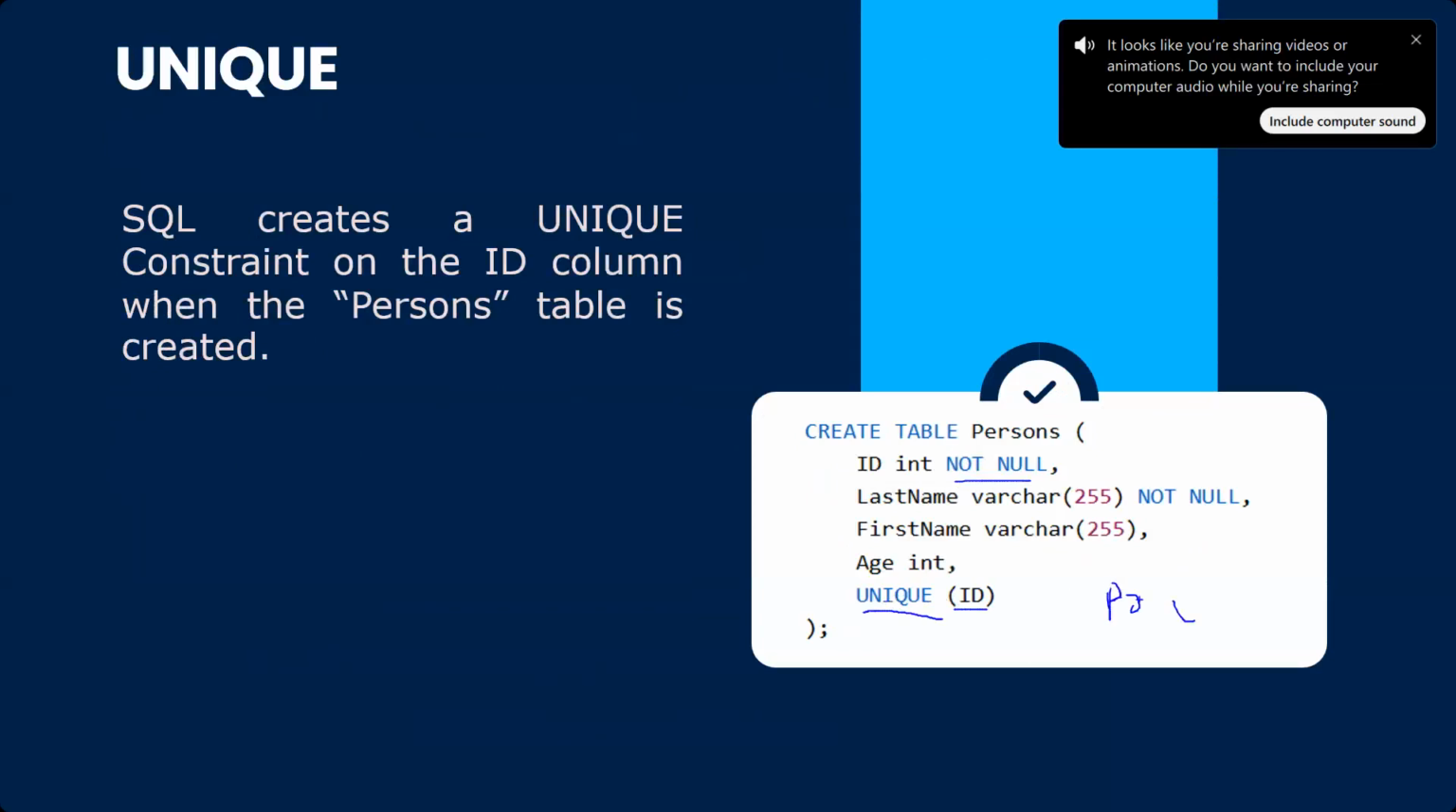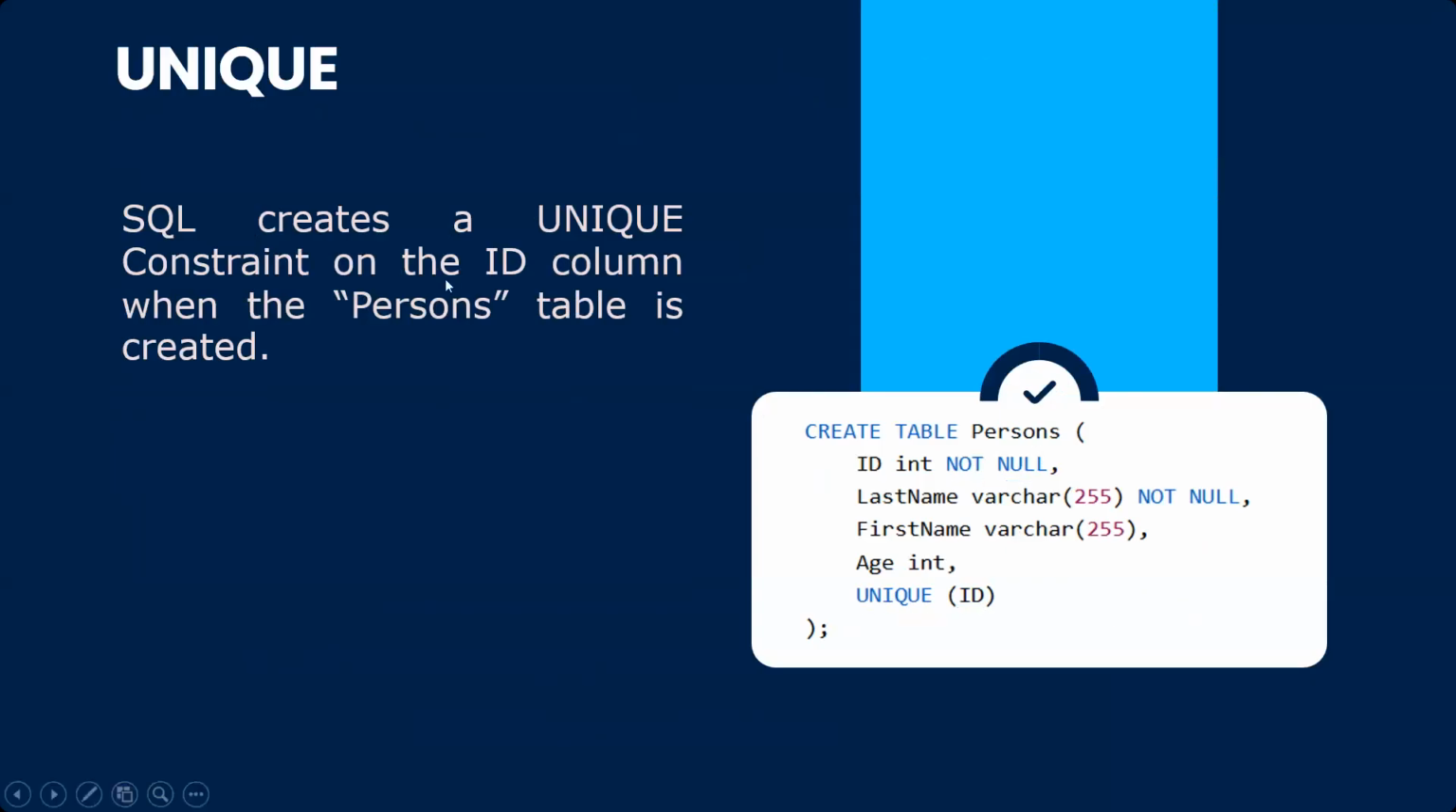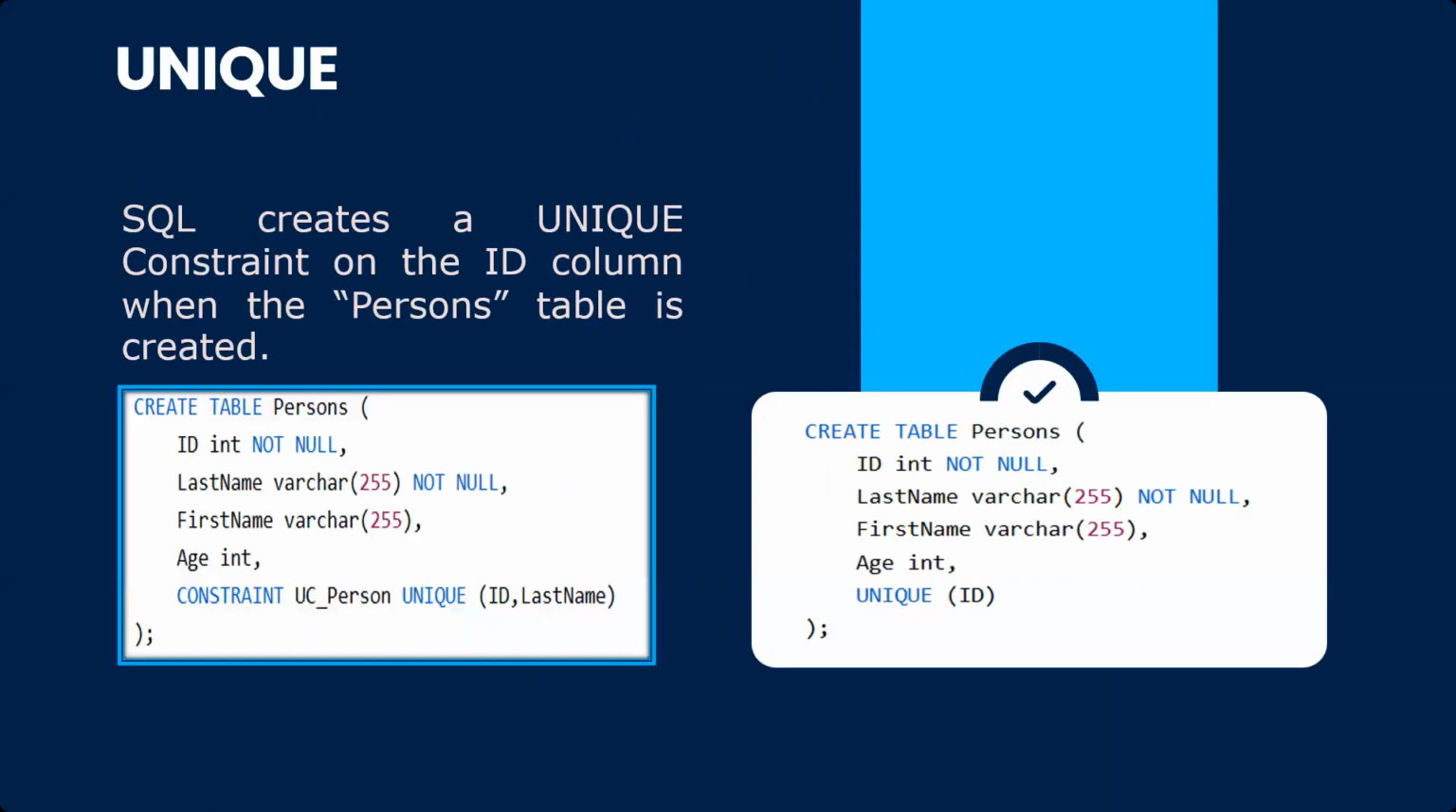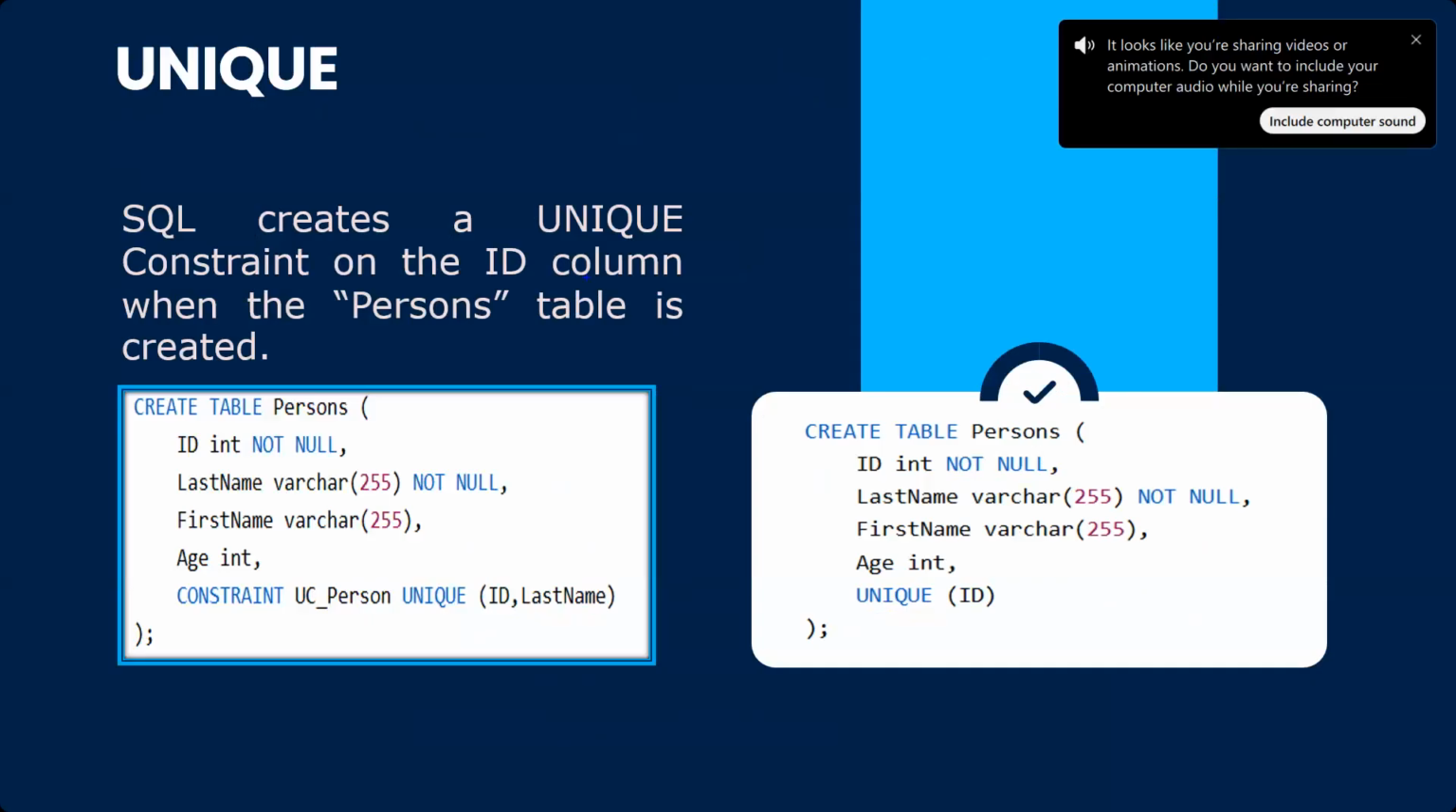Clear? So this is one kind of integrity constraint with which we can create a unique constraint. We can create it like this, and also we can create it in another way, isn't it? So both ID and last name can be created at a time as a unique constraint on the persons table. More than one column can be created as unique.